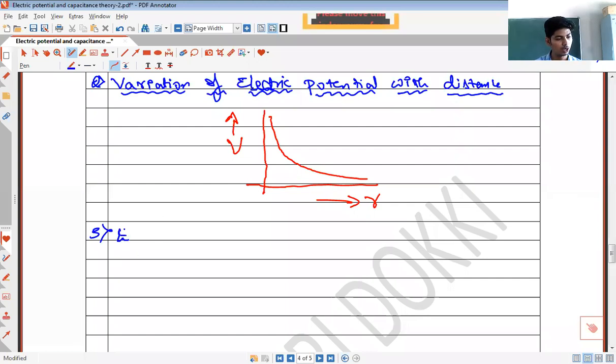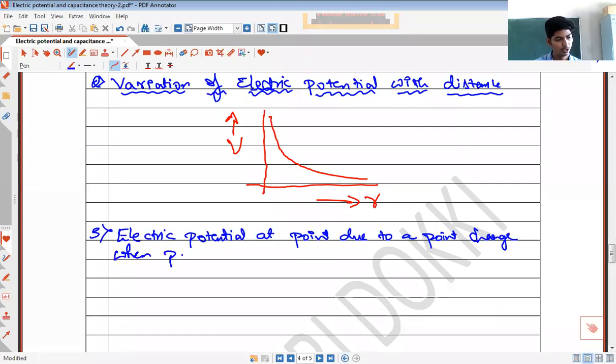So electric potential at a point due to a point charge when placed in a medium of dielectric constant K. Can you tell me what would have happened to the electric potential at a point due to a point charge when the charge is placed in a medium?